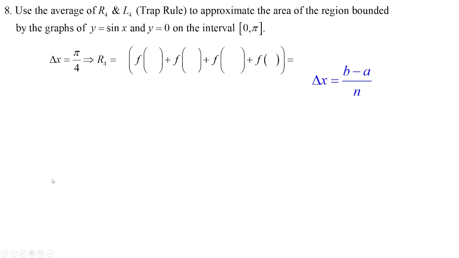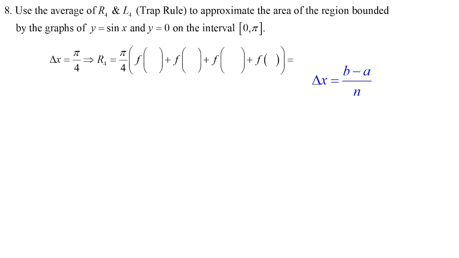Okay, so the trap rule. Well, let's think about this a second. All right. Isn't my formula going to be what? 1/2 delta x? I think I'm going to have a pi over 8 out here. Did I not write down the formula? Okay, hang on here. What's going on here? Oh, I'm using the average of R sub 4 and L sub 4, so I'm not really using the trap rule here. Okay, gotcha. So I've got to go pi over 4 and then f of, and I'm using my right endpoints first.